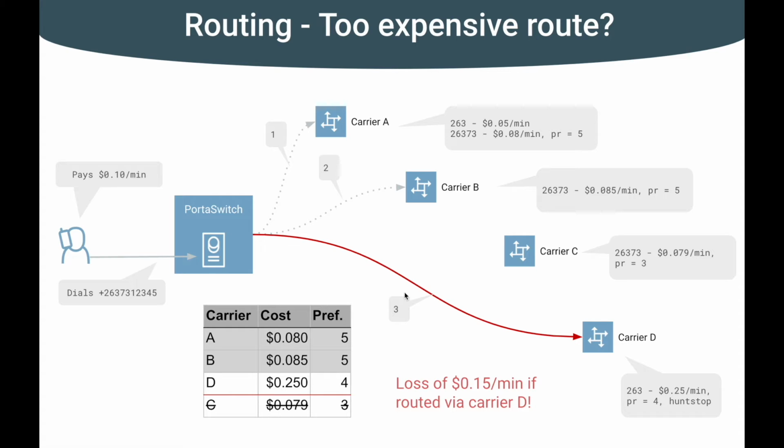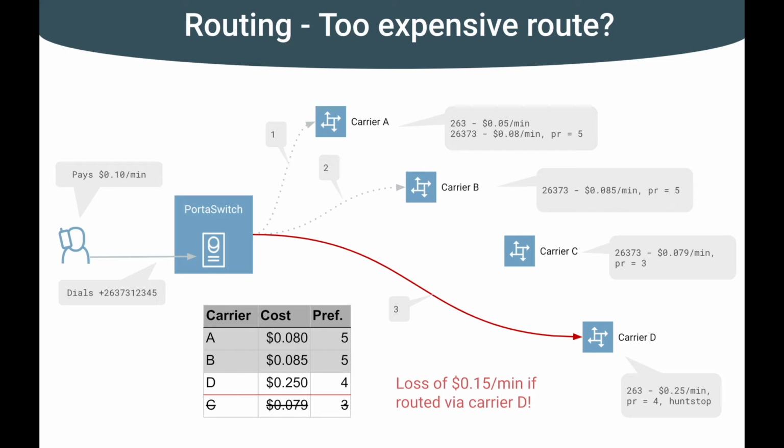This means that each minute spent by our customer talking through carrier D generates us a 15 cents loss. If the customer talks for 10 minutes, we are going to make a $1.50 loss. If we have 1,000 such customers and they all make 10-minute calls, we immediately start counting our losses by thousands of dollars.